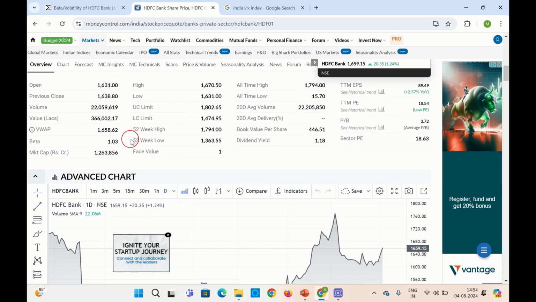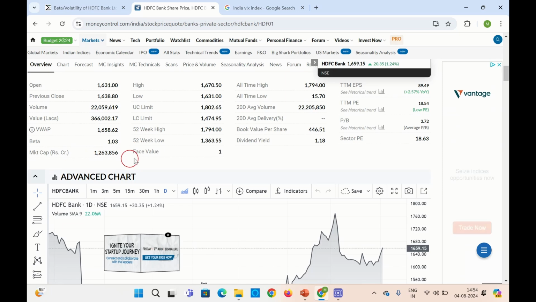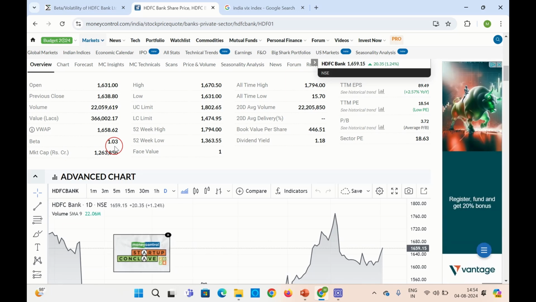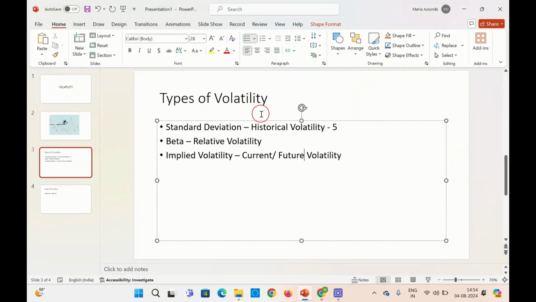So this is a useful measure used by investors, where you can use the value of beta and see how volatile the particular stock that you're investing in is compared to the industry volatility of that particular industry. Now the third measure of volatility is implied volatility.